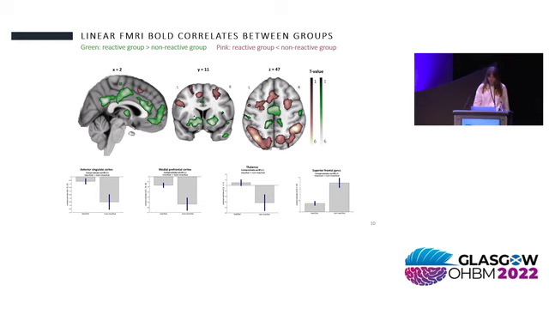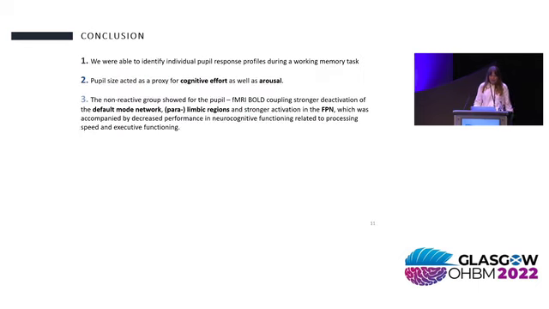So to conclude, first of all, we were able to identify individual pupil response profiles during a working memory task. And we identified two distinct profiles, one reactive and one non-reactive. We could conclude that this is related to neurocognitive functioning in processing speed and executive functioning, not in linguistic domains. And we conclude that pupil size acts as a proxy for, on the one side, cognitive effort, but also on the other side, as a proxy for arousal.